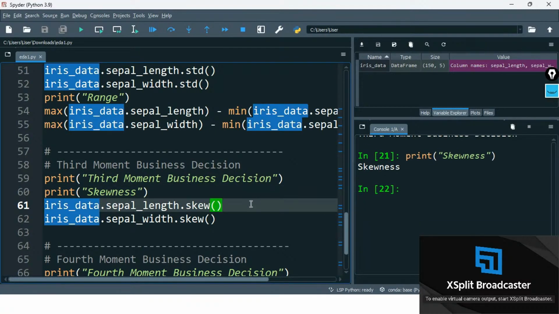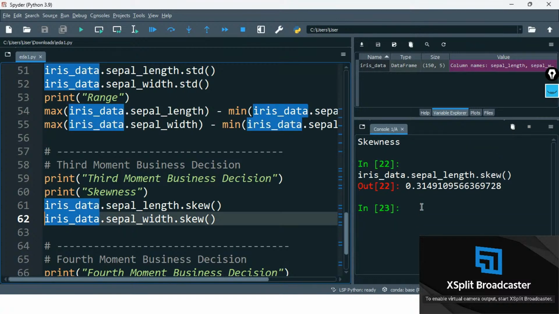Now let me calculate skewness for the sepal length column. iris underscore data is nothing but the data frame. Data frame dot column dot function. What is the function used to calculate skewness? Skew function. Okay, so this will return a value 0.3149. So tell me what kind of skewness does sepal length hold? Is it positive skewed data, negative skewed data, or no skewed data?